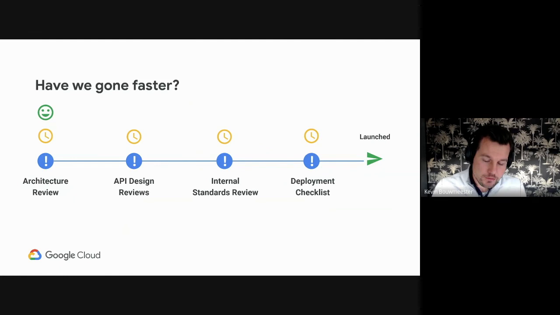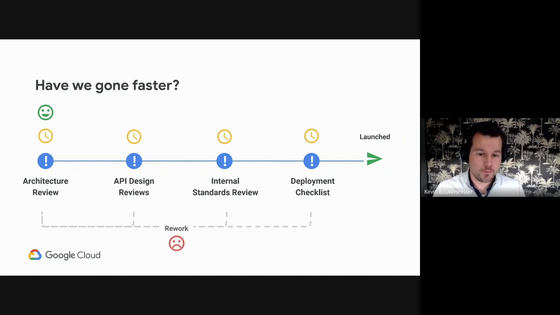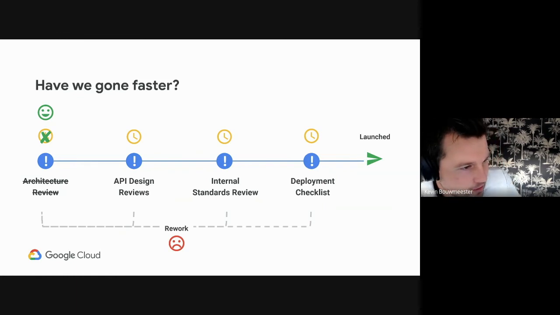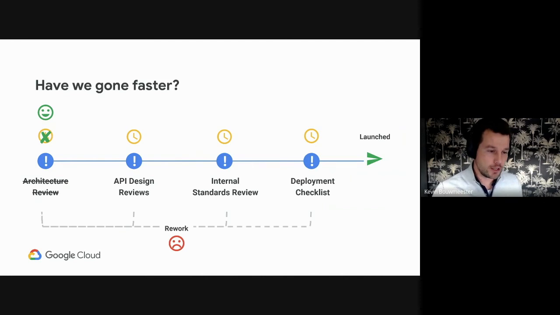So that's the kind of summary that I wanted to give in the time I have today with you. But let's see, have we really gone faster if we are doing this? So let's again look back at our flow, where we do an architecture review, then design reviews, checking standards, and then deployment checklist before we can launch. So an architecture review might not be necessary completely anymore, because a lot of the architecture designs and architecture requirements can be built into that API platform.